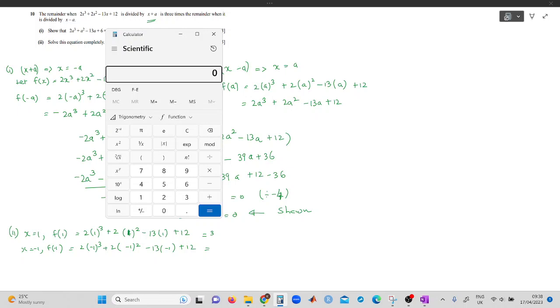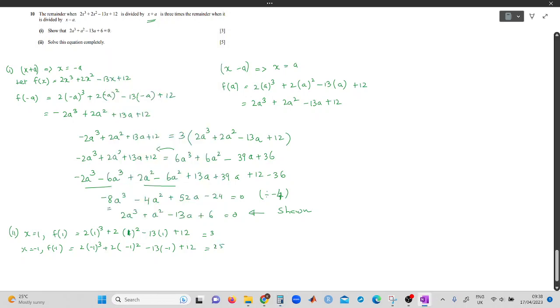Donc ici il faut faire moins 2 plus 2 plus 13 plus 12, non, 25. Not possible at all. Allez, let's try x equals to 2, parce qu'il est positif, et 3 n'est plus près de 0 que 25, so let's try another positive number, x equals to 2, let's try f of 2.